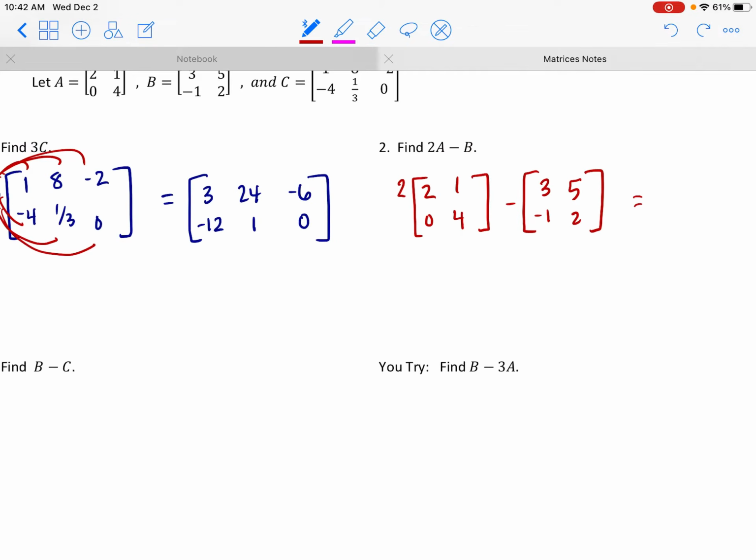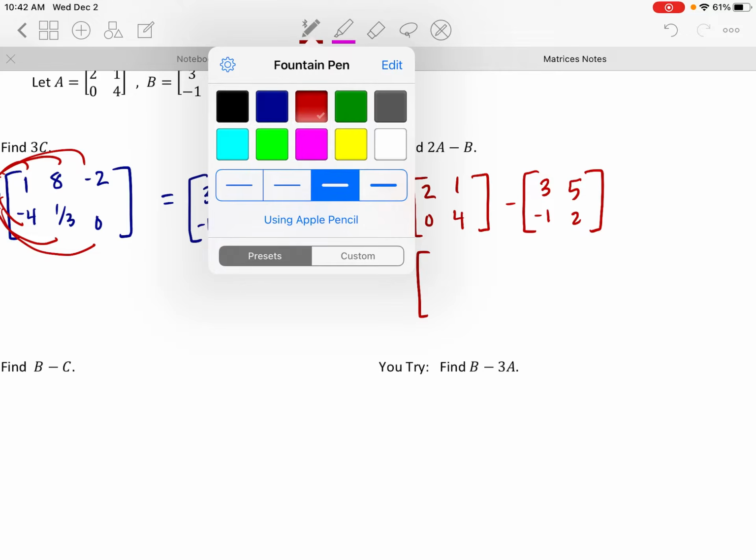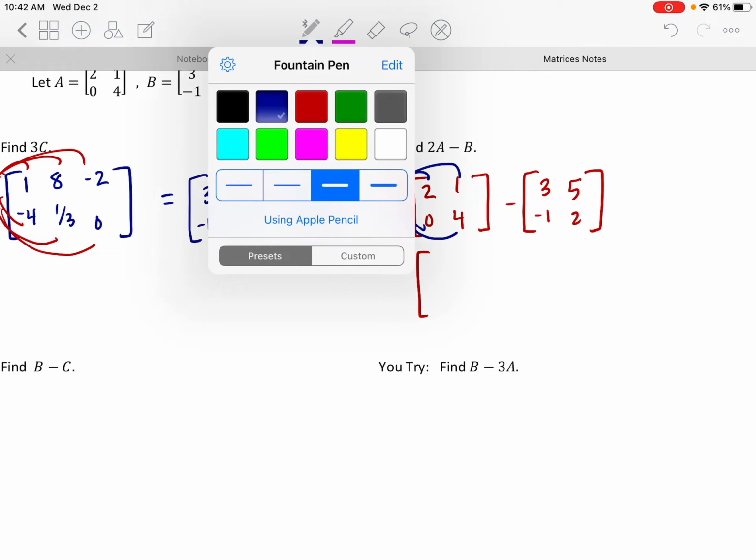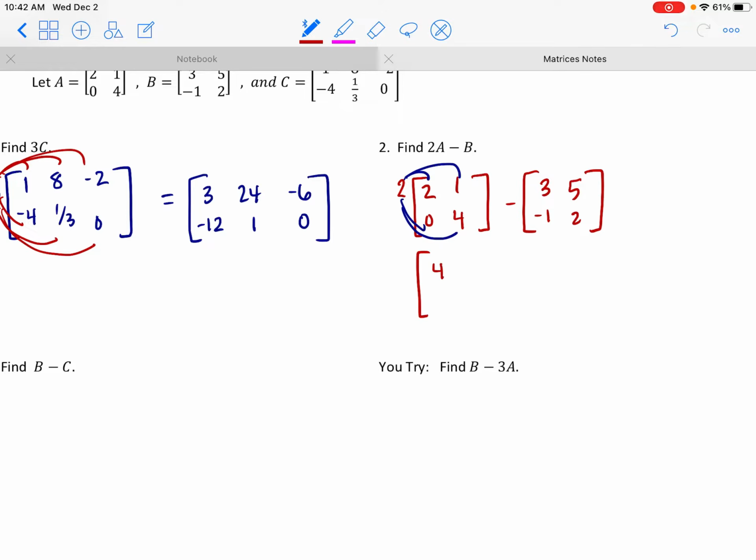I'm going to show more work here. I'm going to do the multiplication first. So distributing in the 2: 2 times 2, 2 times 1, 2 times 0, 2 times 4 is going to leave me with 4, 2, 0, and 8. And now I want to subtract 3, negative 1, 5, and 2.